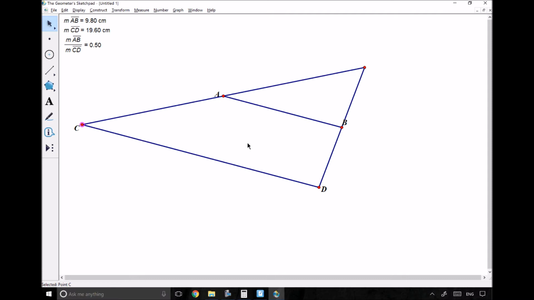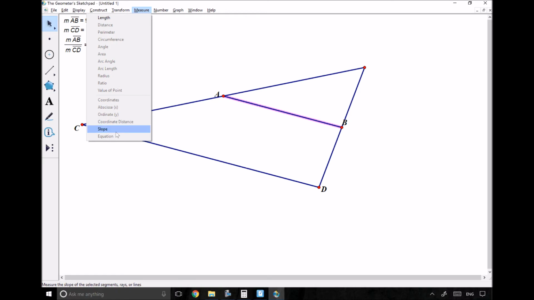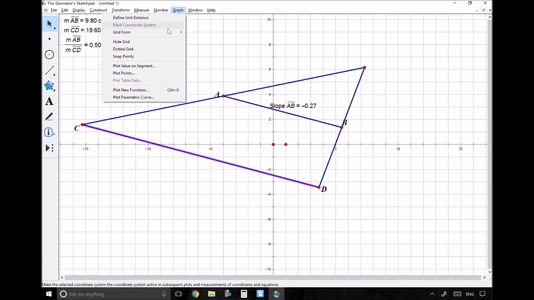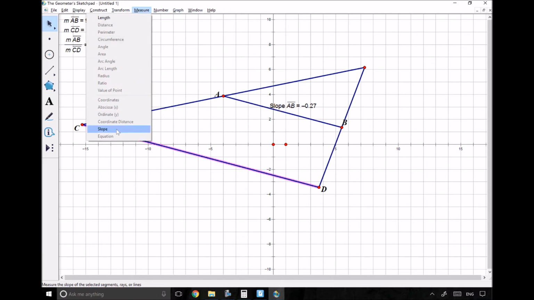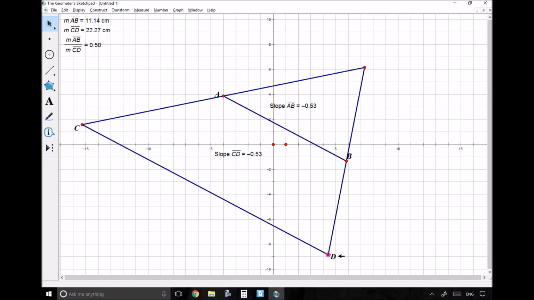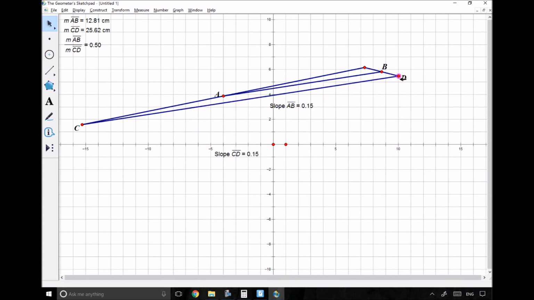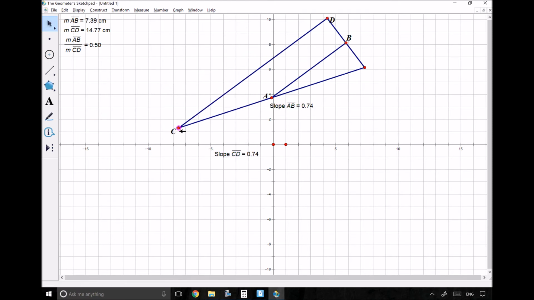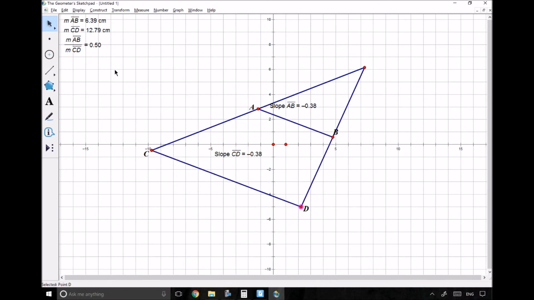Now, if AB and CD were parallel, they would have the same slope. So I'm going to measure the slope of AB, and it tells me it's negative 0.27. If I were to measure the slope of CD, I should get the same answer because if they're parallel, they have the same slope. So let's see if that's true. I measure the slope here and look at that, we get negative 0.27. If I change where my vertex is, my slopes change, and that's okay. But when I compare them to each other, they're exactly the same slope. And my ratio still stays as a half.